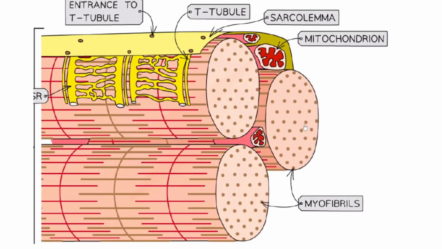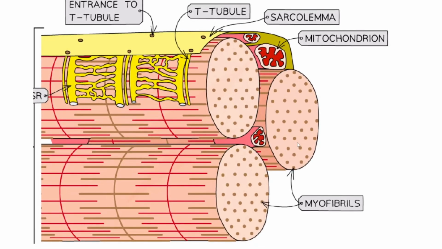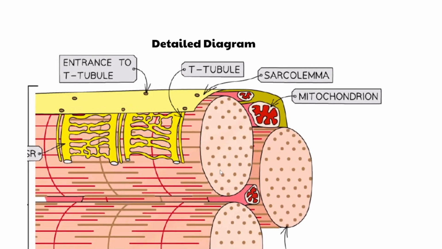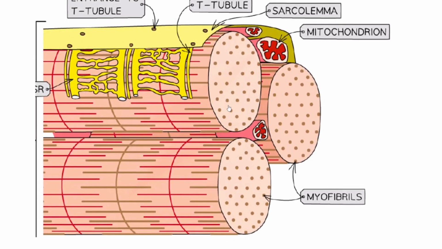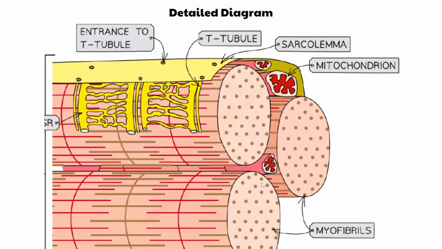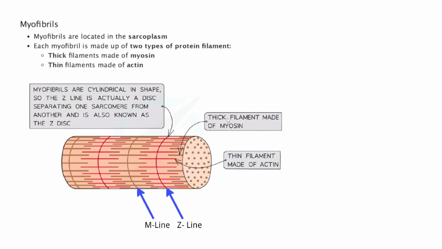Now these are myofibrils. These myofibrils are really important structures. You can see these dark spots and light spots inside. What are these myofibrils present inside? You can see that these are spots, but what are they surrounded by? This is the cytoplasm of the fiber, and the cytoplasm is called the sarcoplasm here. So remember that the myofibrils are surrounded by the sarcoplasm. This is really important. The myofibrils are located in the sarcoplasm.